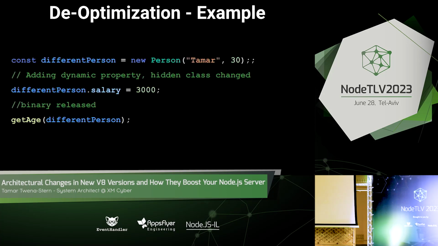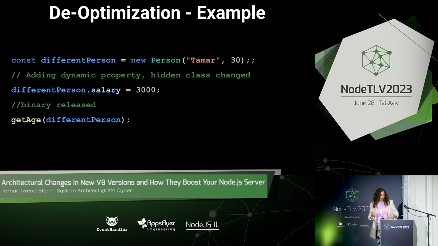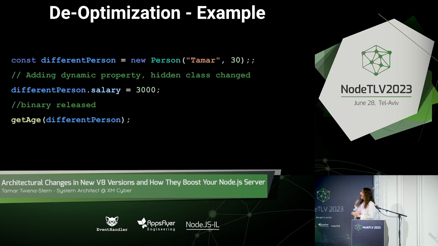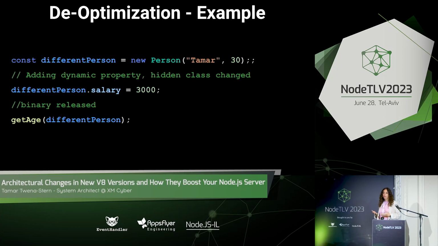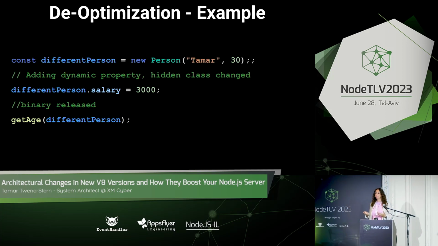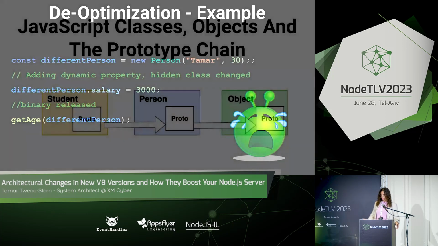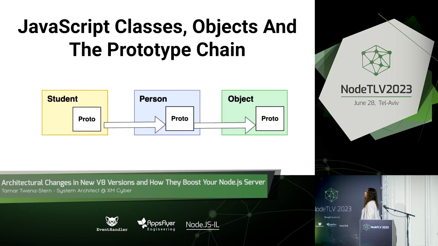And look what's going on here. Now I'm creating a person object, and for that person object, I'm going to attach one property, which is a salary, and that is a dynamic property. At that point, what's happening is that the binary which Turbofan has created has been released because the type of this object was changed behind the scenes. That is not good. Why was the type changed?